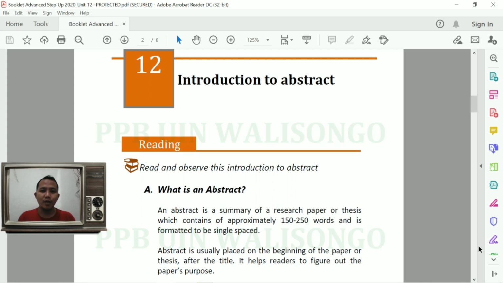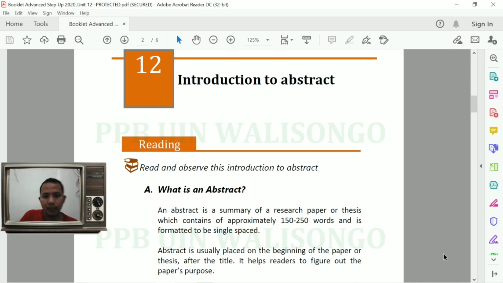Today we will learn about the abstract in the research paper or research thesis that you have to do. Before we start, let's say basmalah together. Bismillahirrahmanirrahim. Well, so what is an abstract?